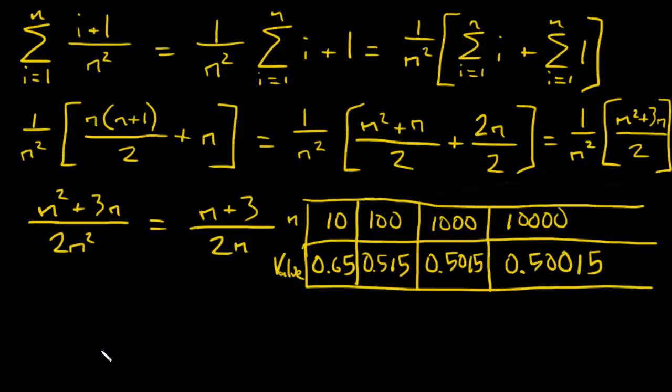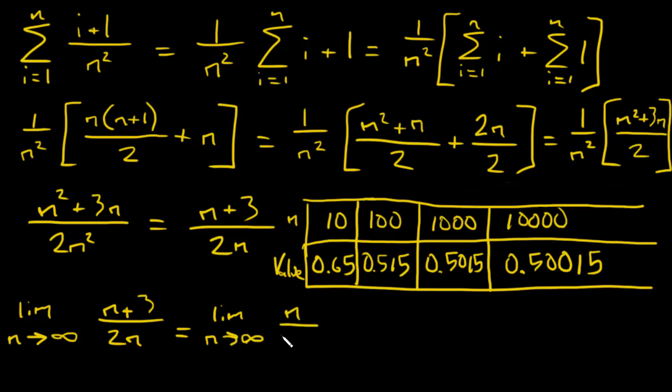What is, you ready? The limit as n goes to infinity of n plus 3 over 2n. Well, the easiest way to do that is just to break this into two terms. Limit as n goes to infinity of n over 2n plus 3 over n. This term goes to what? 0. This term, the n's cancel, goes to what? 1/2. 1/2 plus 0, 1/2. So, as n goes to infinity, this expression goes to 1/2.